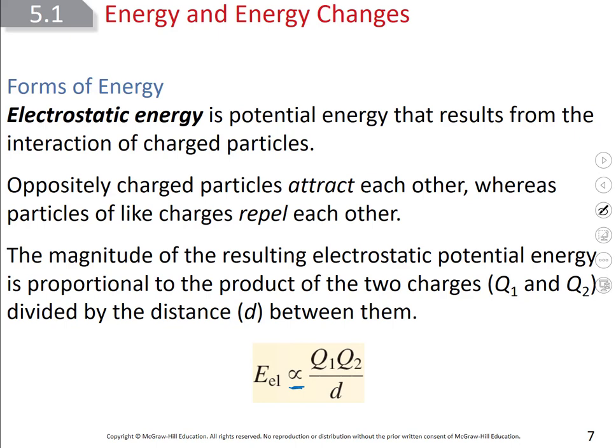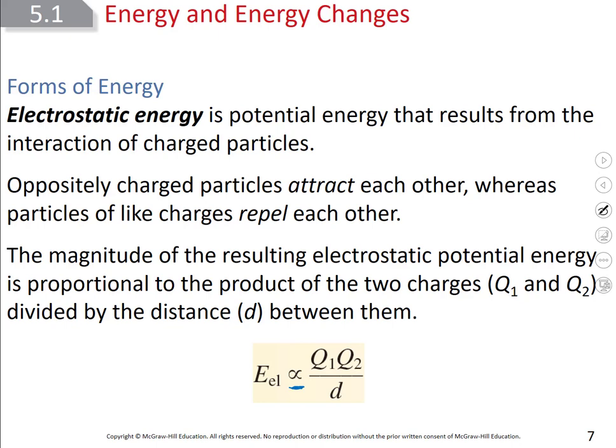Proportional. Good. This is proportional. So this symbol means it's proportional. So we're not going to straight up calculate what the electrostatic energy is, but this tells us that when one side of the equation goes up, what happens to the other side? It increases as well. When one side of the equation goes down, the other side goes down.